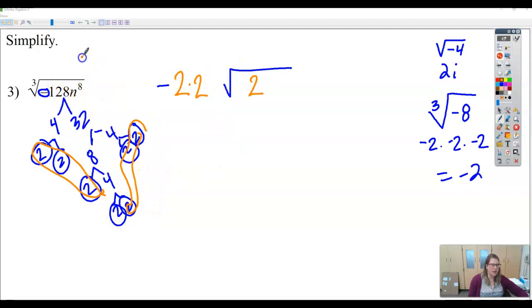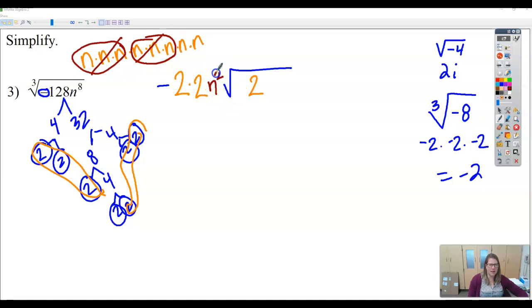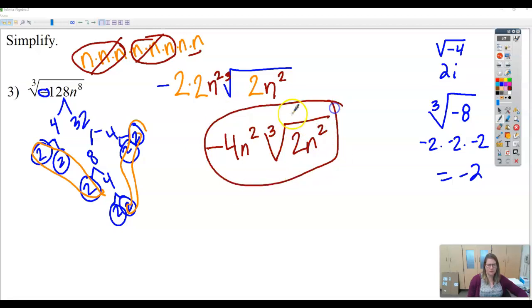So now I'm going to look at n. N to the 8th means n multiplied together 8 times, right? So that's a lot to write out, but I'm going to do it just for a visual here. So we've got 8 n's. Every time I have 3 n's the same, I can pull one out. So that's going to be an n out front. This is a second n that can come out. If I times n on the outside, I'm going to get n squared. And then I still have 2 that are left over inside that can't come out. And n times n again is n squared. So this would be negative 4n squared. Whoops, I forgot my cube. Times the cube root of 2n squared. And there's my simplified form.